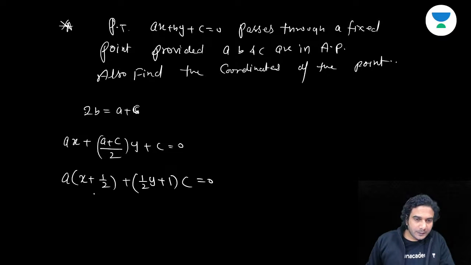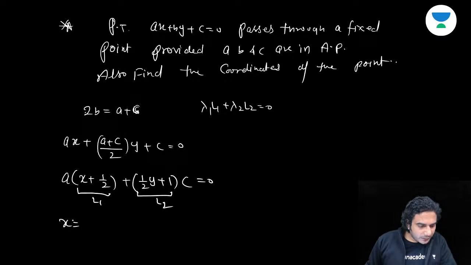So now you can see this is line number 1 and this is line number 2. It is written like lambda 1 L1 plus lambda 2 L2. You can compare with this. So x is equal to minus what were the points you were getting? 1 comma 2. One minute, have I done some mistake? Okay, sorry.